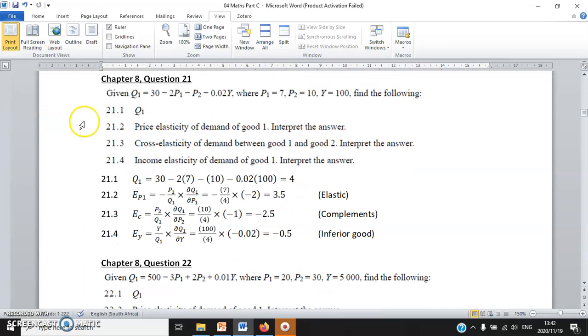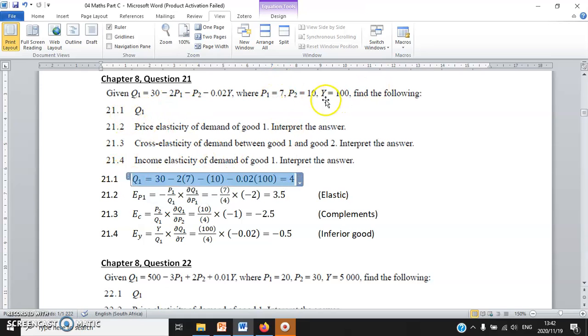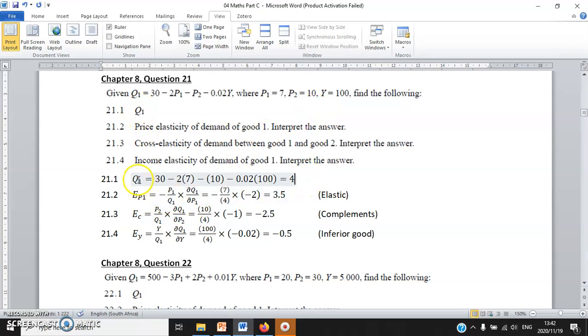Okay. You are given the equation Q1 is equal to 30 minus 2P1 minus P2 minus 0.02y. P1 must be given to you, 7. P2 must also be given to you, 10. Income is 100. 21.1 is easy, just substitution. Substitute this information and then you derive the Q1, which is 4. You must derive the Q1 correctly, otherwise the three elasticities would be wrong because all three equations feature Q1.